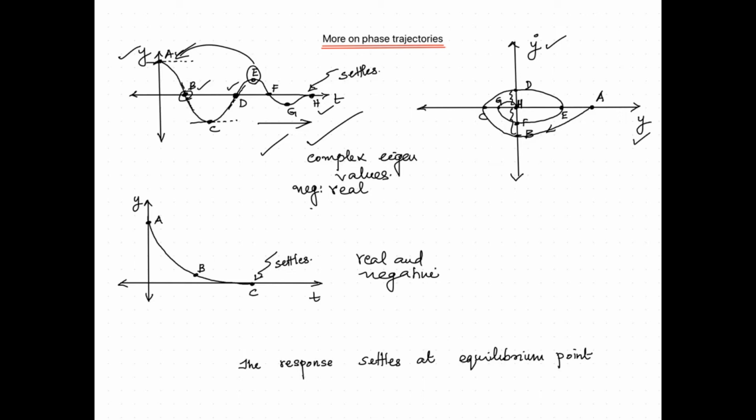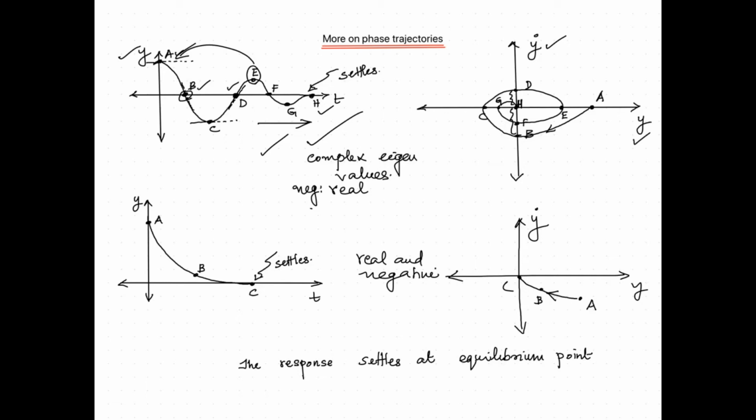Let us consider the phase trajectory of this. So in this case, if you plot y and y dot, we can see that at the point A, the magnitude is positive and the slope is negative. So let us assume that the response starts here. As time passes, we can see that the slope has decreased and the magnitude also has decreased. At the point C, it settles. So the response will be something like this, without a spiral.